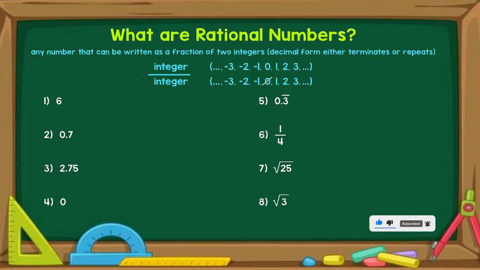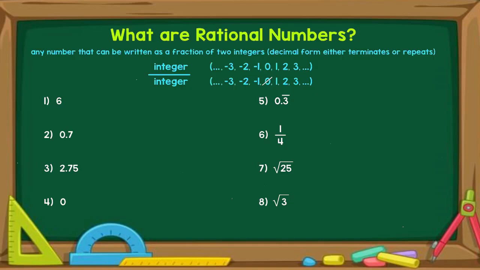Now fractions can be written as decimals. So anything in decimal form that either terminates, so cuts off, or repeats, so continues on forever in some type of pattern, those are rational numbers. This may all seem confusing at first, but as we go through our examples, this will all make a lot more sense.